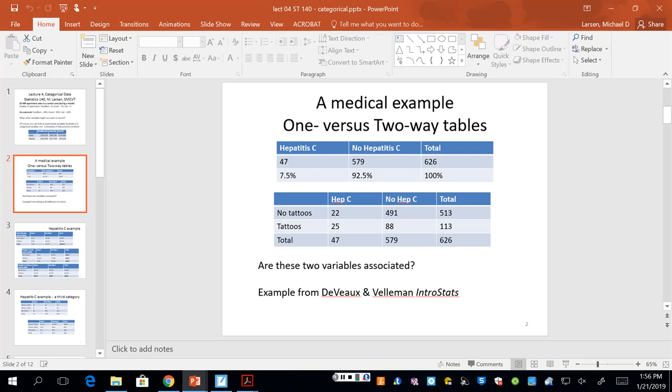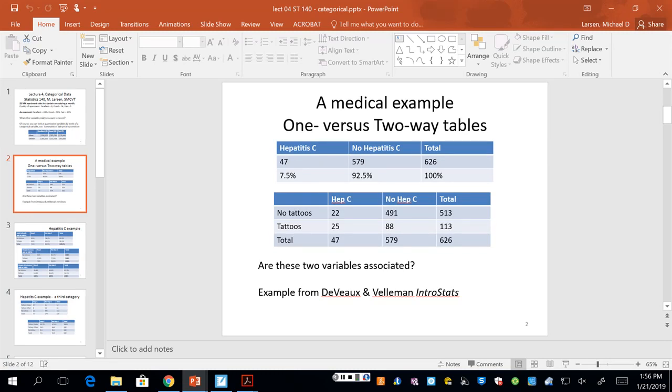The generation that is in their 60s, 70s now is being more affected by this. Right? So it's a growing health problem. So 7.5% of this particular study had hepatitis C, right? And so what's associated with that? Well, one thing they asked in this study, do you have any tattoos? Right? Tattoos involve needles, so they pierce the skin, so infected equipment could spread the hepatitis C virus.